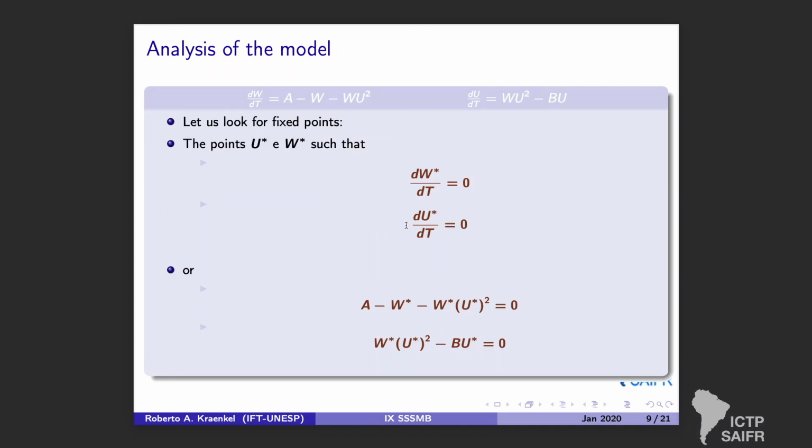Okay? So now you go for the fixed points. Again, you do the same thing as I have done many times. You go for the fixed points here, therefore you impose that the time derivatives are zero, and therefore the right-hand sides of these equations, which involve rainfall and biomass, have to be zero. Okay? So now you have to solve these algebraic equations for W and U.